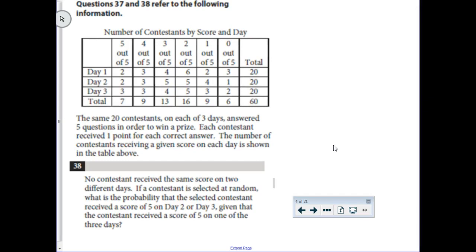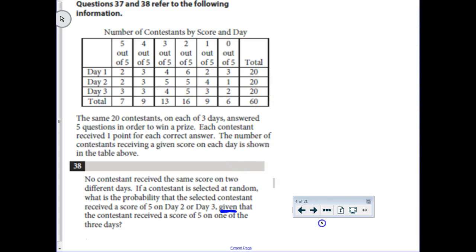Okay. So 38 is still looking back at that weird chart, that weird table. And it says, no contestant received the same score on 2 different days. If a contestant is selected at random, what is the probability, good timing, that the selected contestant received a 5 on day 2 or a 3? Now, I know you saw it in Algebra 2. We haven't discussed it in our probability packet yet, but when they say the word given, that means something. This is called conditional probability. So it says, given that the contestant received a score of 5 on 1 of the 3 days.